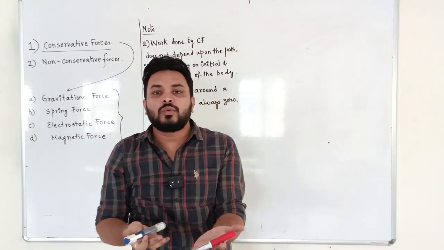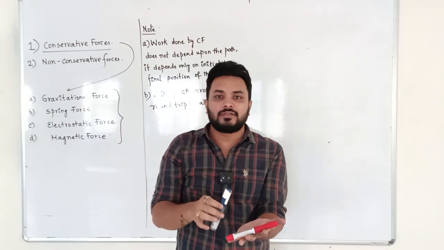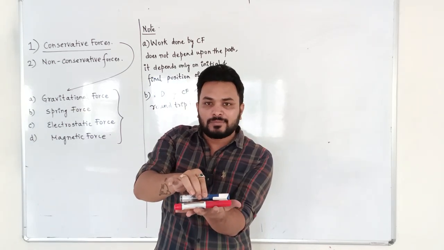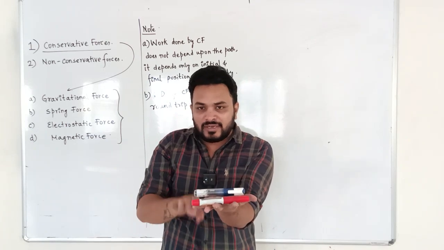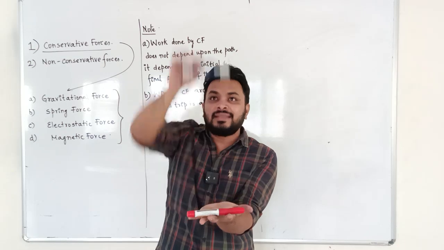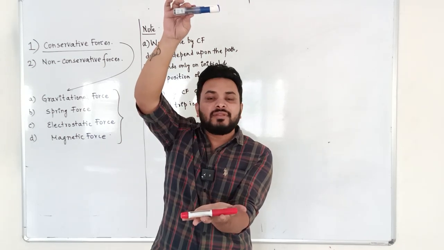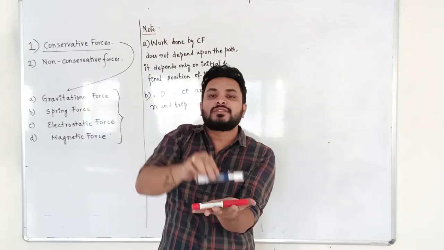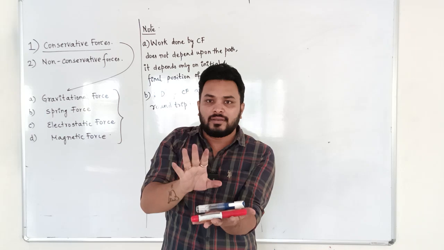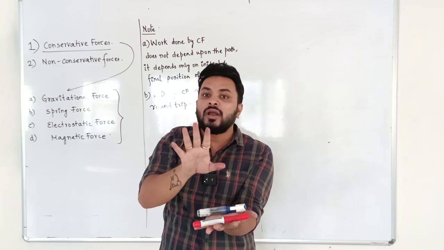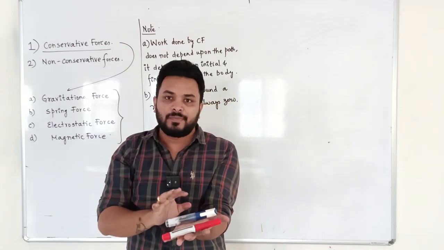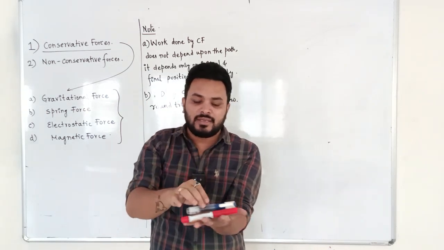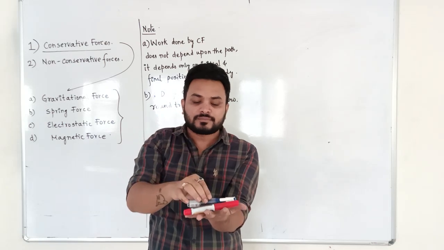If I ask what is the work done by gravitational force, look at this block: mg is acting downwards and the displacement is in this direction. What is the angle between F and S? 180 degrees. So F S cos 180 gives minus F S. Understood? Minus F S, or minus mgh. We take it as minus mgh. Negative indicates the direction.